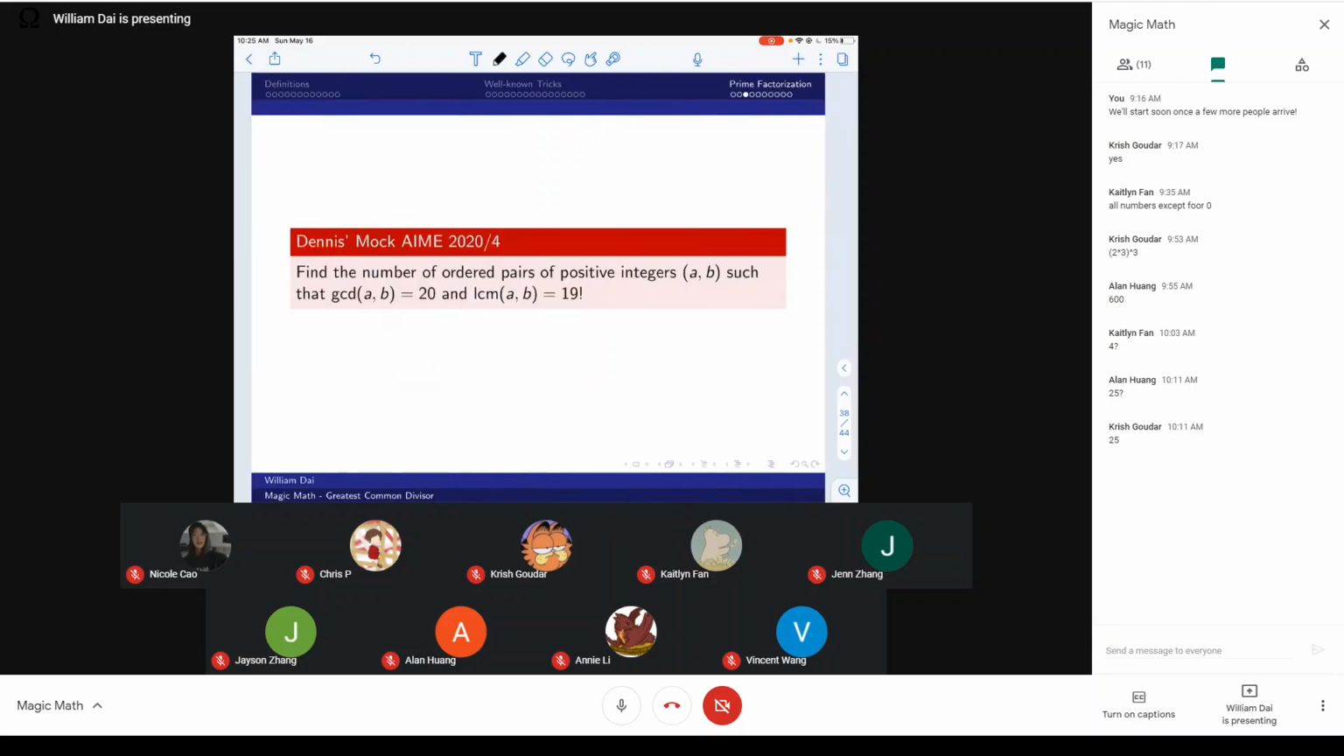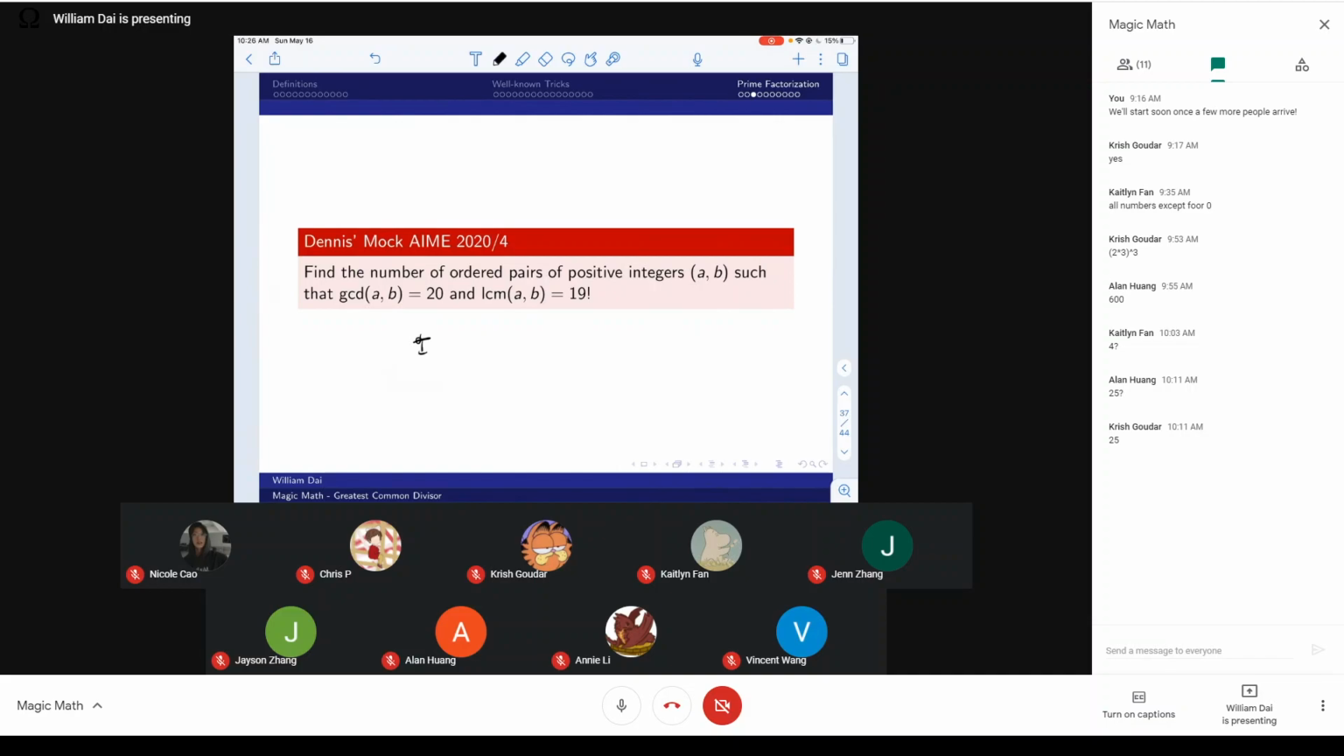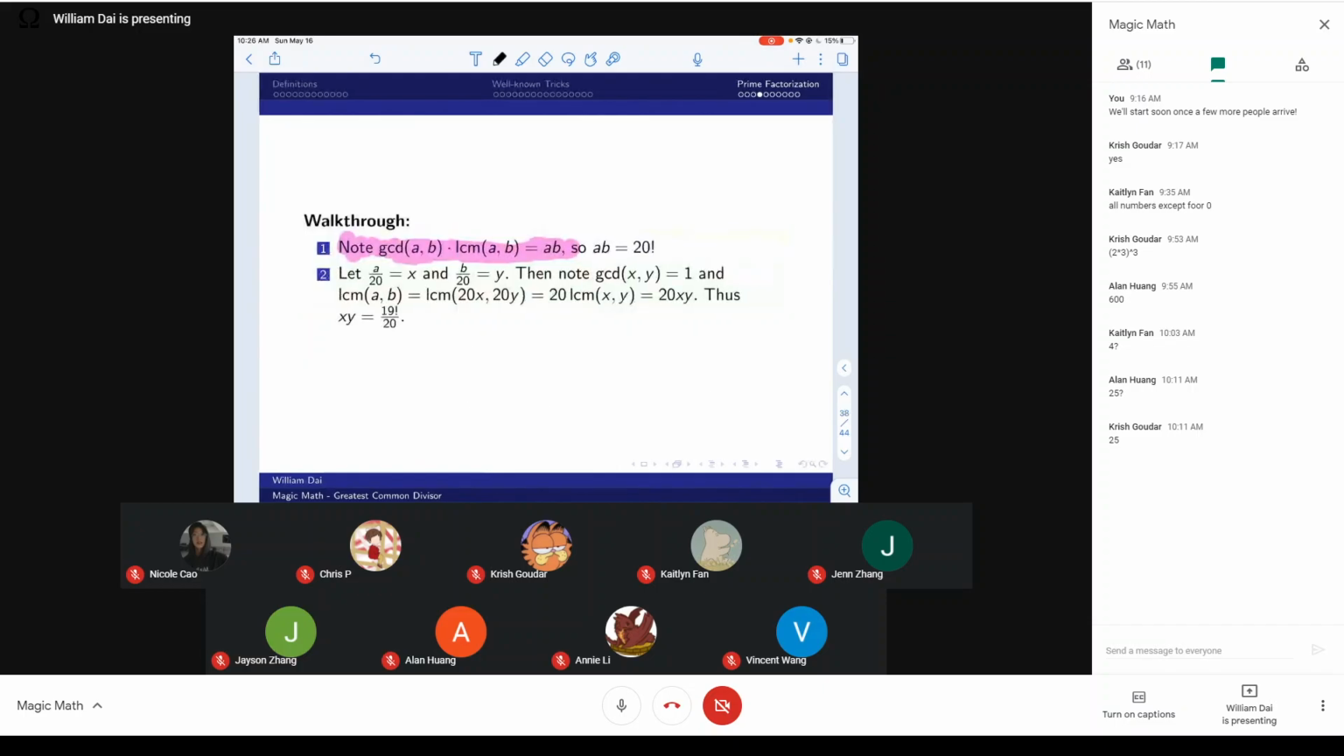Okay, and here is a very, very common trick. If you have GCD of A and B equals K, do the substitution A prime equals A divided by K, B prime equals B over K. So the greatest common divisor of A prime and B prime is now 1. Nice. So now the least common multiple in terms of the new variables is 20xy.